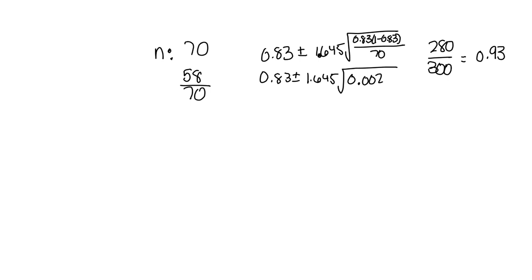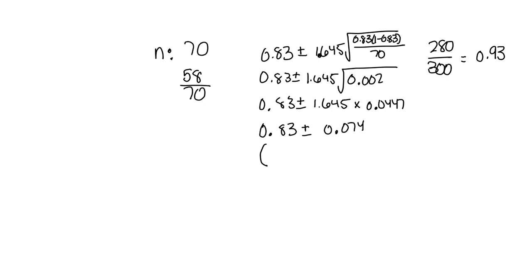That's the square root of 0.002. So the square root of 0.002 is 0.0447, and I have 0.83 plus or minus 1.645 times 0.0447, and that's 0.83 plus or minus 0.074. So my confidence interval will be 0.83 minus 0.074, and that's 0.756. And if I add them together, that is 0.904. So that's not even going to hit that.